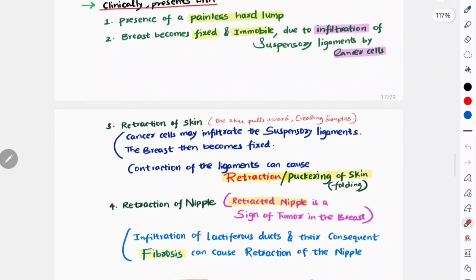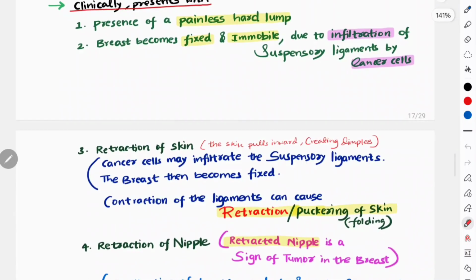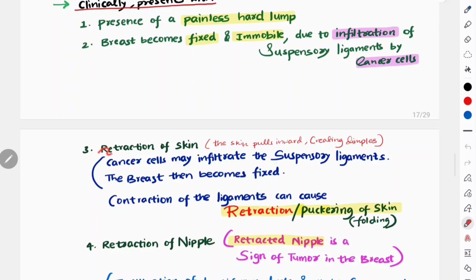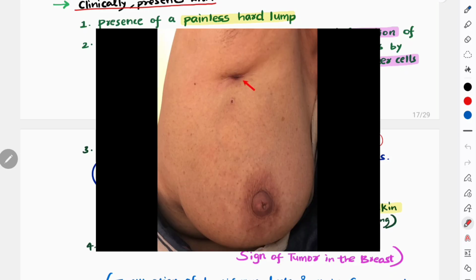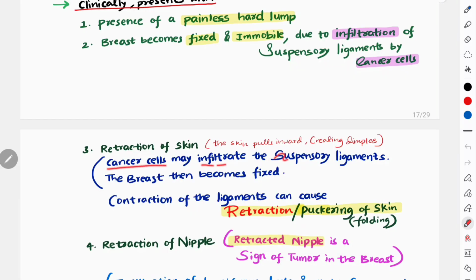And the third clinical presentation is retraction of skin. The skin pulls inwards, creating dimples. The skin becomes contracted, pulls inwards, creating small hole-like, slit-like dimples. So cancer cells may infiltrate the suspensory ligaments, the breast then becomes fixed, and contraction of the ligaments can cause retraction of the skin.